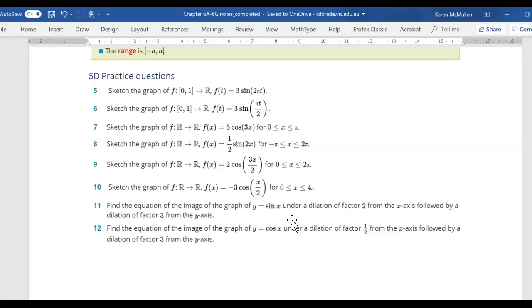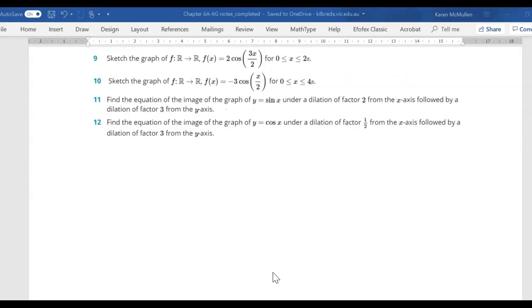Now, amplitude is probably the easier of the two. So if we're looking at question 5, our amplitude is 3. Our value of n, remember the coefficient of t, is 2 pi. So that means our period is 2 pi on 2 pi, which is 1.